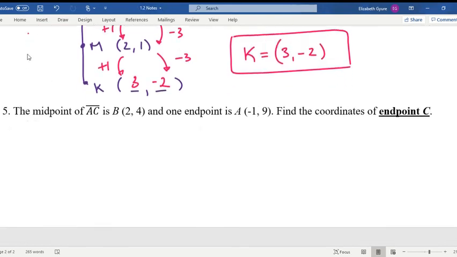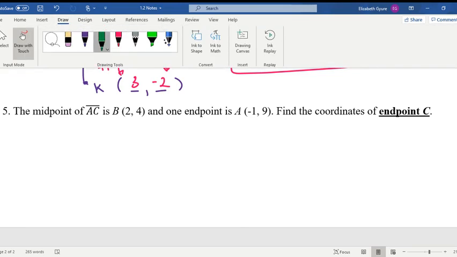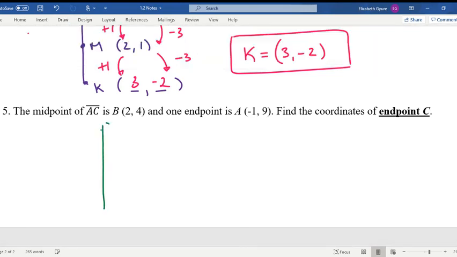So last one, let's try this one more time to make sure we understand. It says the midpoint of segment AC is B, which is 2, 4, and one endpoint is A, which is negative 1, 9. Find the coordinates of endpoint C. So in this one, again, you're given your midpoint. You want to find the other endpoint. So let's give ourselves our picture. We need our visual. We have segment AC with midpoint B. It tells you that midpoint B is 2, 4, endpoint A is negative 1, 9, and C is missing. We have to find it.